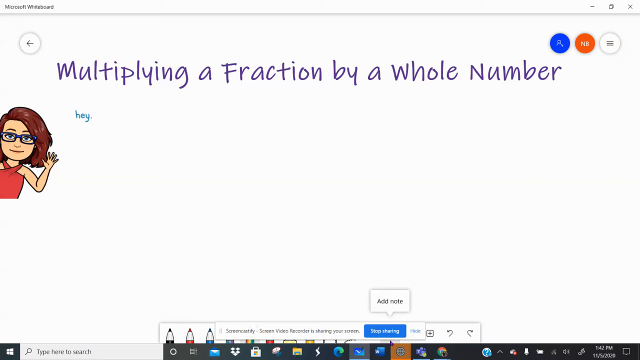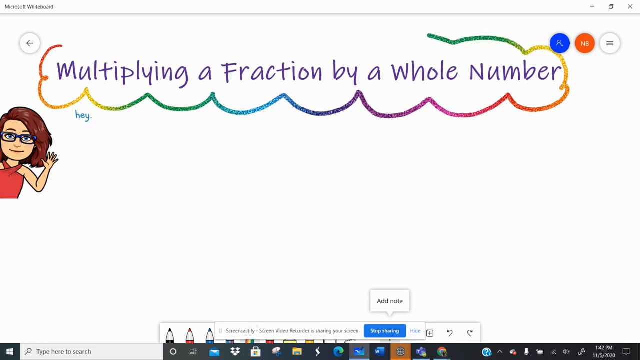Hi there, lovely people. Today we're going to be talking about multiplying a fraction by a whole number and the steps that we need to do when we're doing that fraction by a whole number multiplication. All right, guys, let's dive in because this is some good stuff.